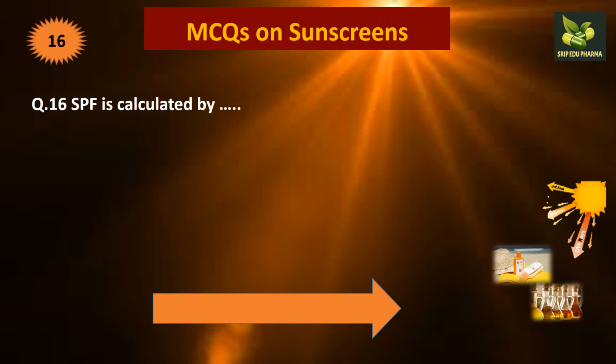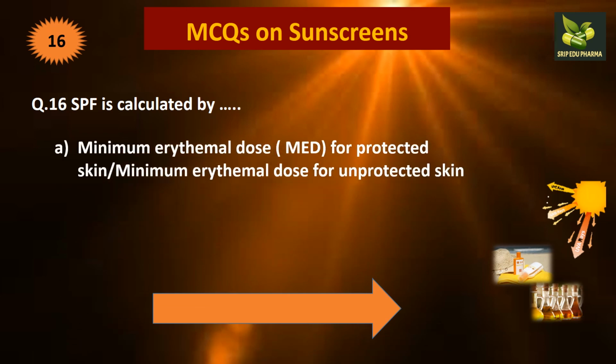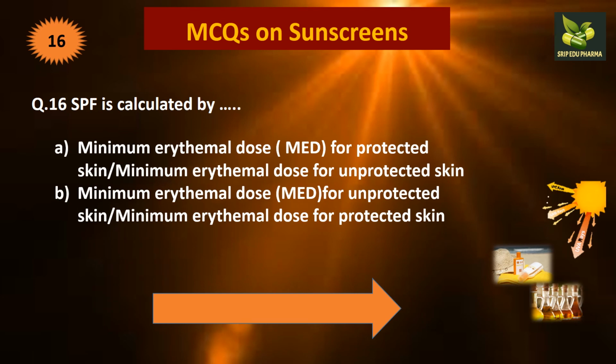Next question: SPF is calculated by A. minimum erythemal dose for protected skin upon minimum erythemal dose for unprotected skin, B. minimum erythemal dose for unprotected skin divided by minimum erythemal dose for protected skin, and C. none. Here the answer is A, that is MED for protected skin divided by MED for unprotected skin.